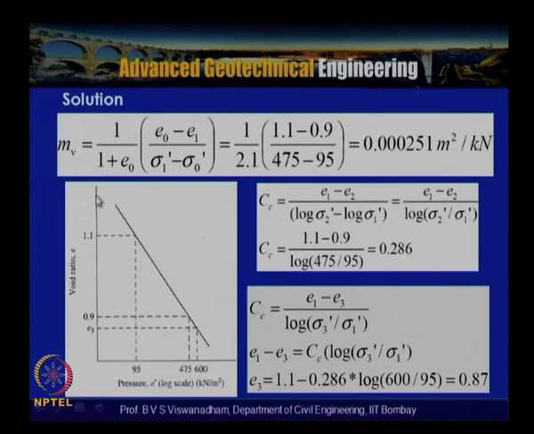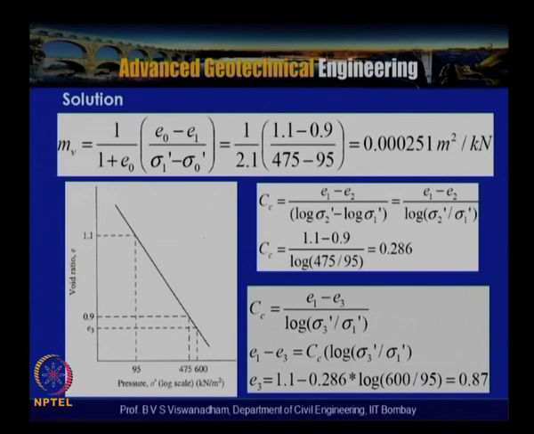which is nothing but 1 by 1 plus e naught. Here E1 is taken as the initial void ratio, so 1 by 1 plus 1.1, that is 2.1. Then e naught minus e1, that is, e1 is 1.1 and e2 is 0.9, and the pressures are 475 and 95. With this expression, which is nothing but a v by 1 plus e naught, where a v is delta e by delta sigma dash, into 1 by 1 plus e naught, we have got m v.